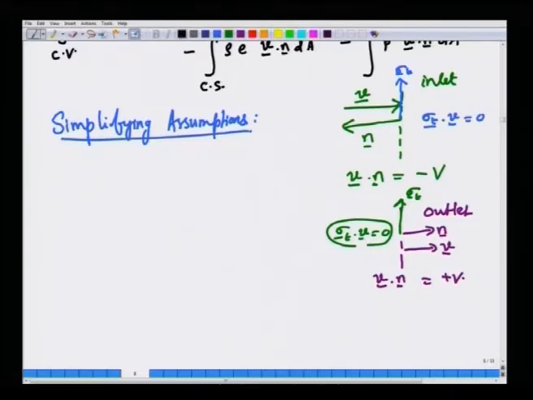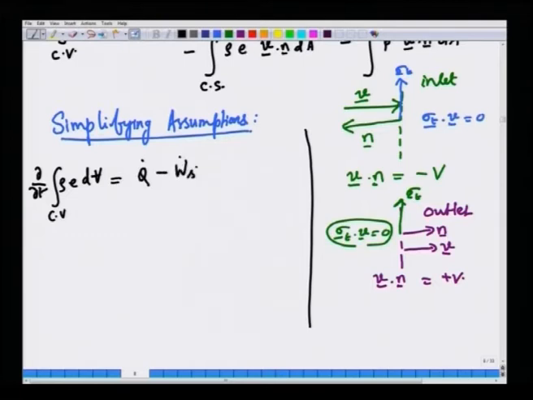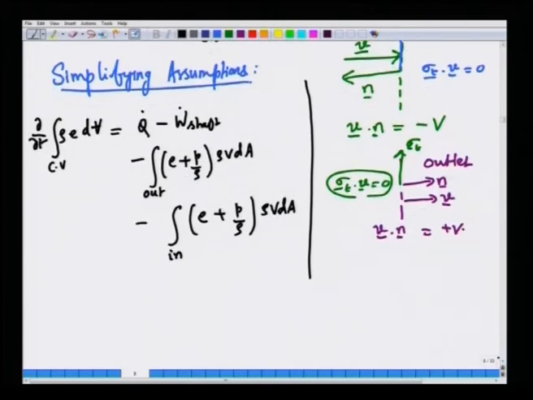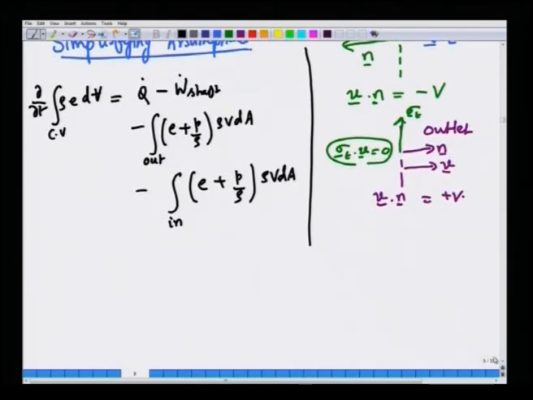Okay. So, let me now write this: the integral of the total energy present in the CV is equal to q dot minus W shaft minus the integral of (E plus P by rho) times rho V dA at outlets, minus (E plus P by rho) times rho V dA at inlets. Now, I am going to make further simplifications.